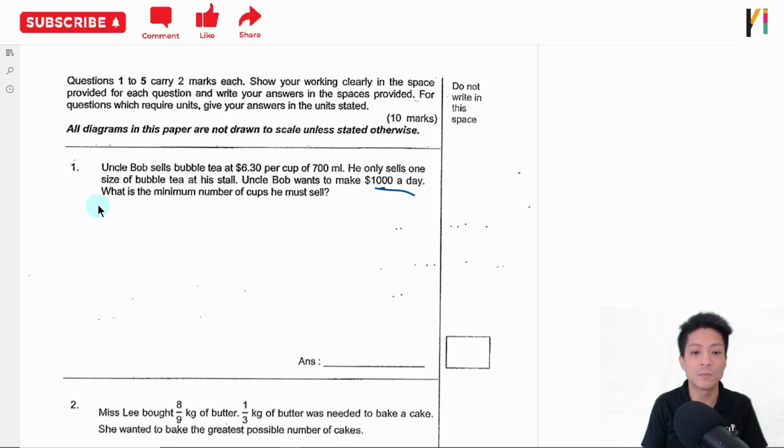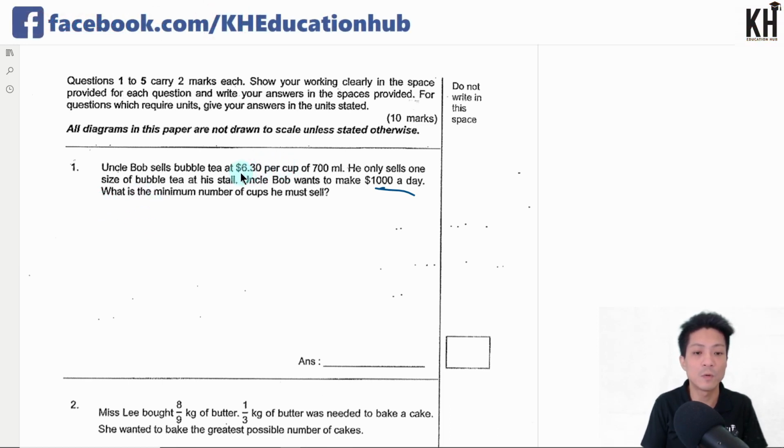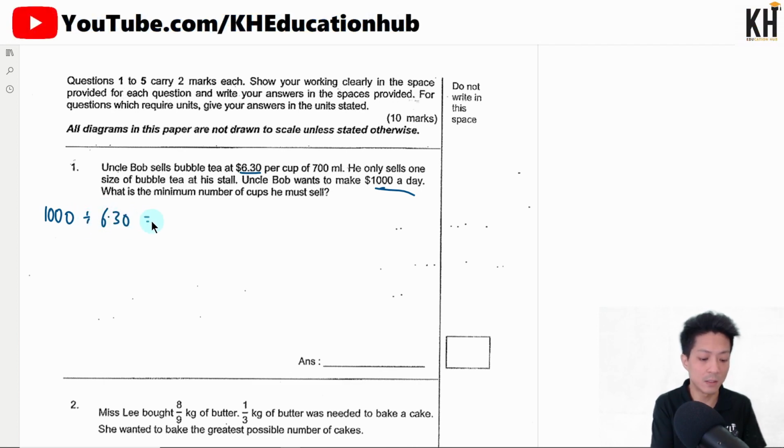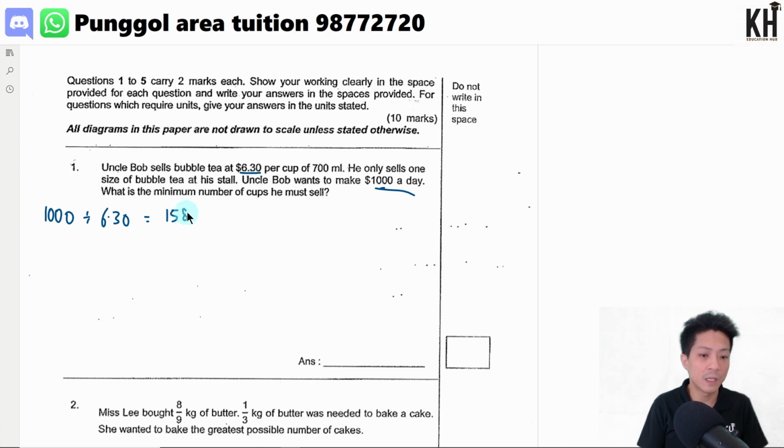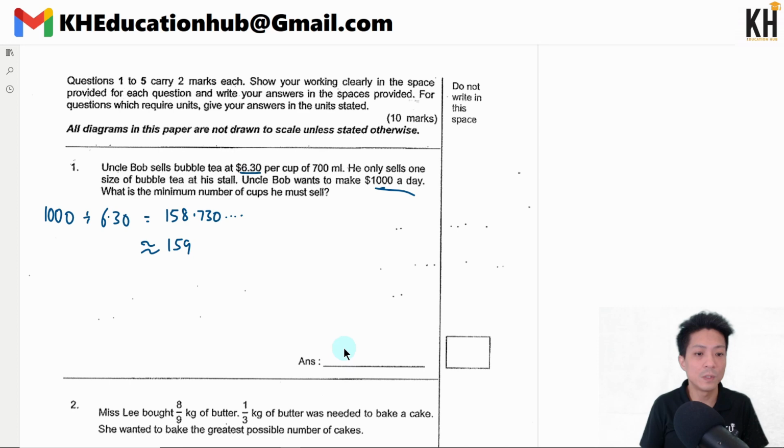So if he wants to make $1,000 and each cup is $6.30, the first step would be to use $1,000 divided by $6.30. Key this into your calculator. It's going to give you 158.730 and so on. You need to round this up to 159. So he needs to sell 159 cups, because it's asking for the minimum cups.